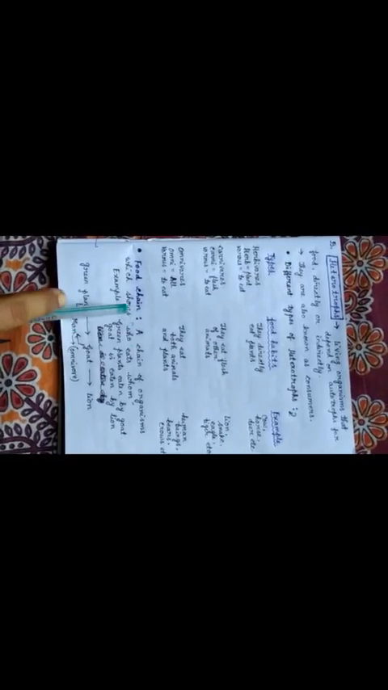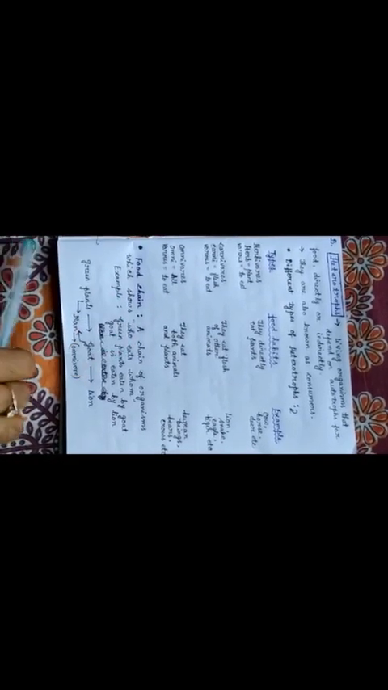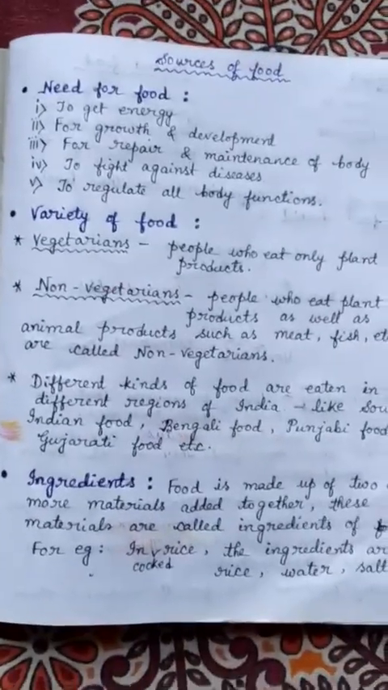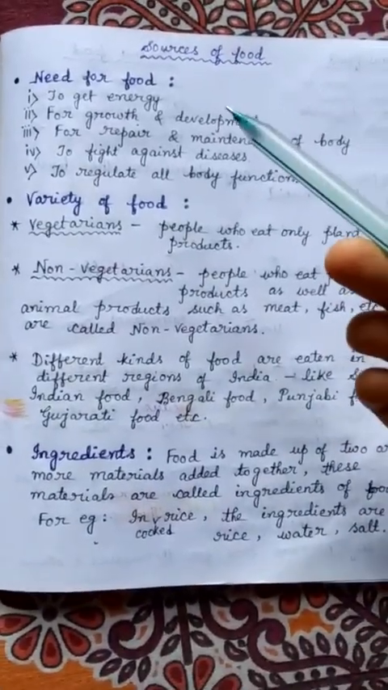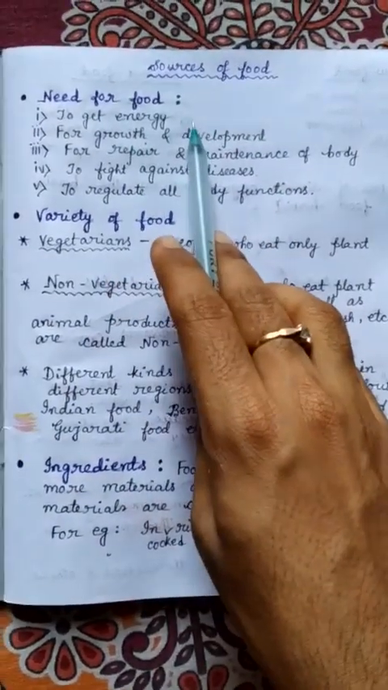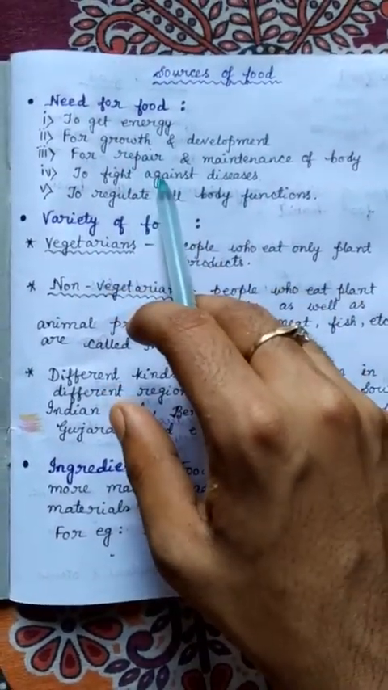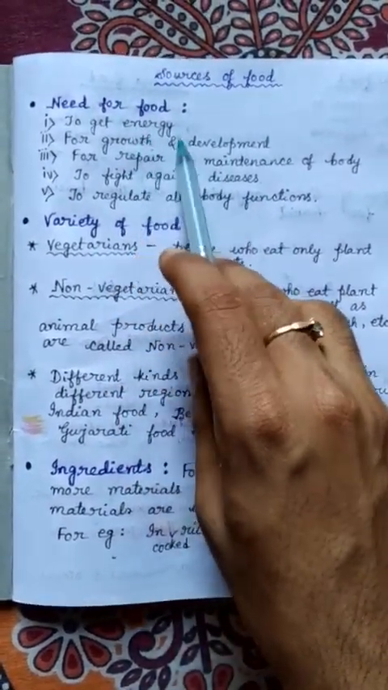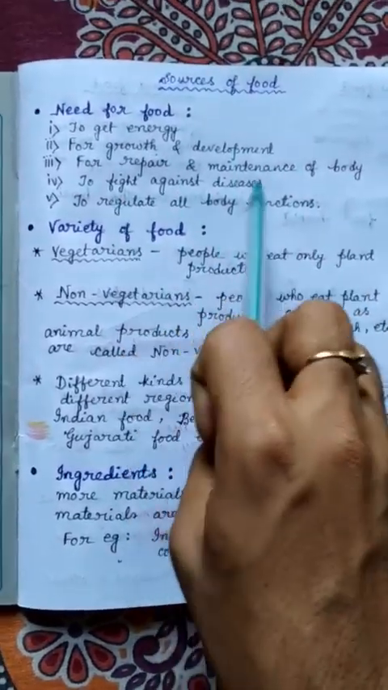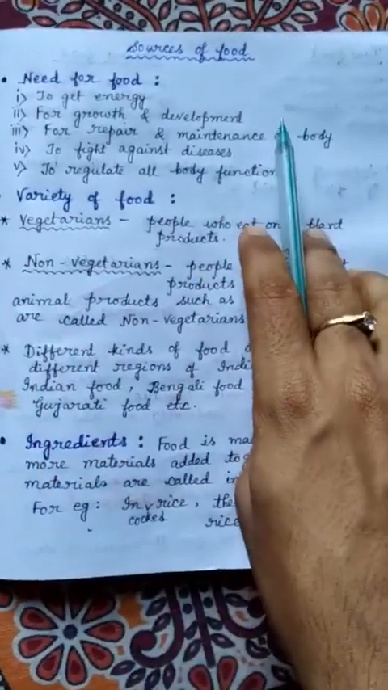Okay, food chain, actually the chain of organisms which shows who eats whom. So students, at last I summarize by giving some questions. Okay, so first question is why do we need food? You have to write these 5 points: to help to get energy for growth and development, for repair and maintenance of the body, to fight against disease, and also to regulate body functions, food is necessary.